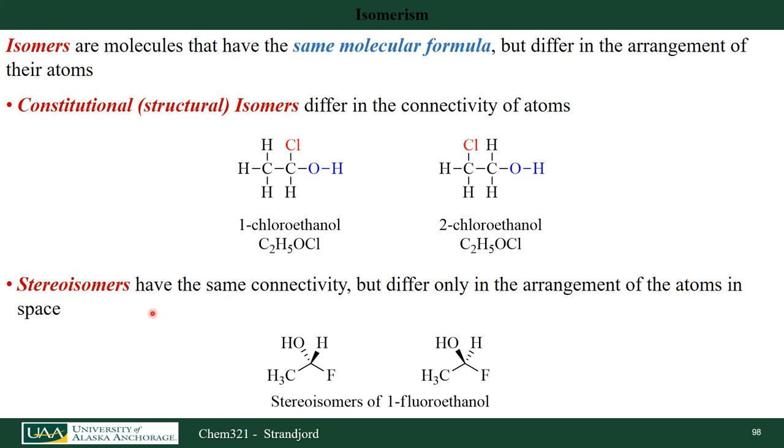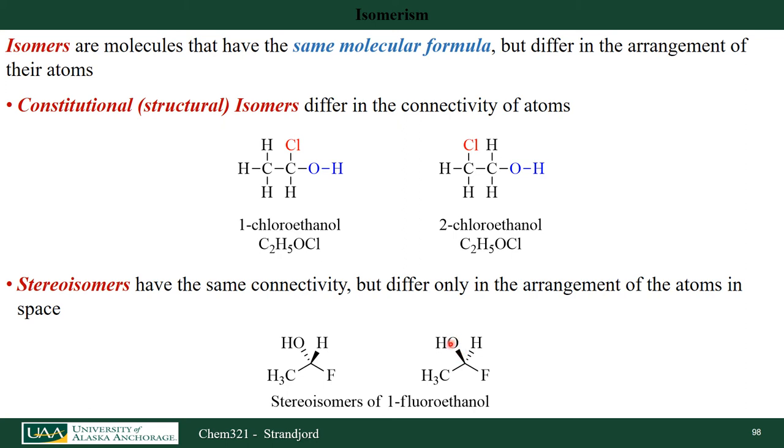The second type of isomer that we talk about in organic chemistry are stereoisomers. That's where they have the same molecular formula, and the same connectivity, but they differ only in the arrangement of the atoms in space, the three-dimensional nature. So if I look at the two stereoisomers of 1-fluoroethanol, I have a fluorine and a hydroxy group, so it's an alkyl halide and it's an alcohol.